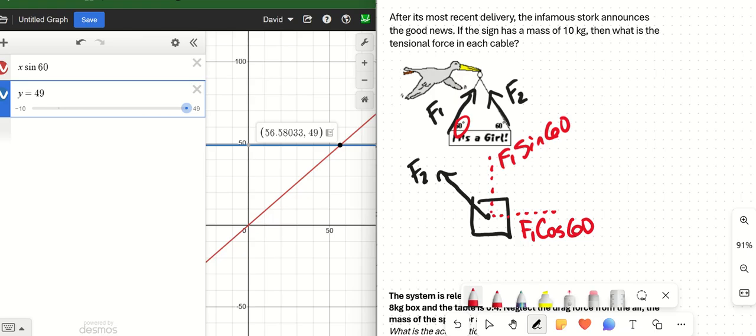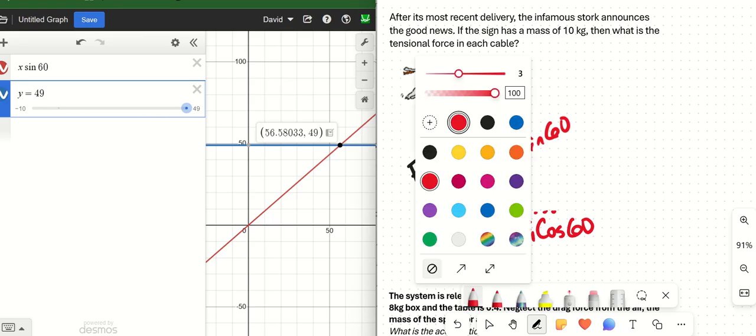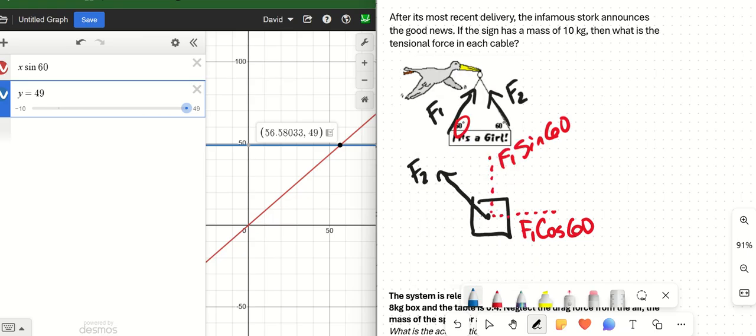I don't need that one anymore. I'm going to do the same thing with F2. Remember, this one is also 60, so this is going to be F2 cos 60, and I'm going to have F2 sine 60. I'll write that a little bit cleaner. It's going to be F2 sine 60. That's its x and y components.